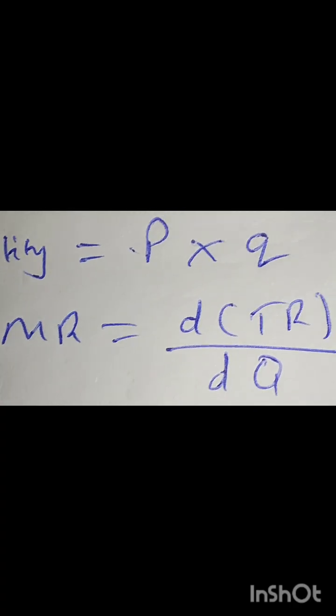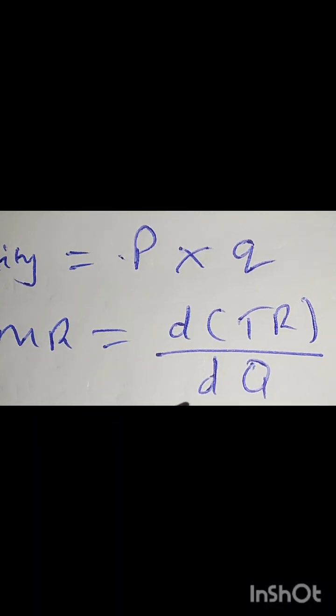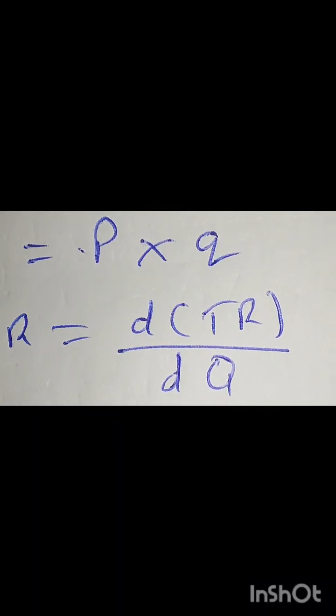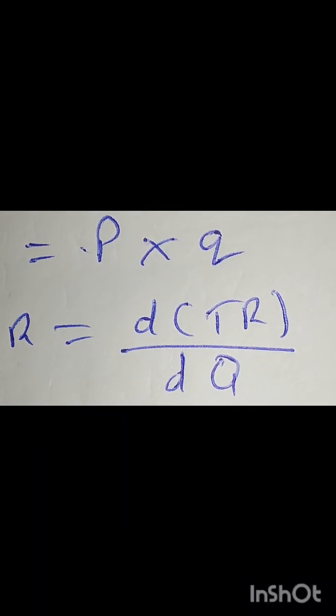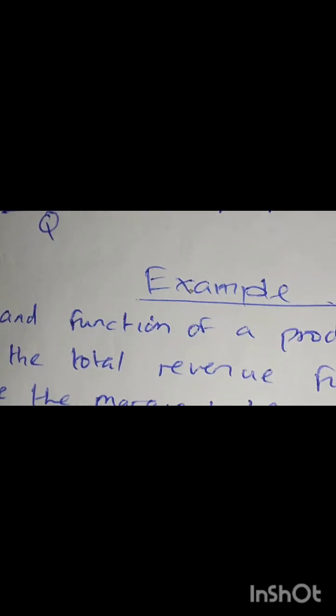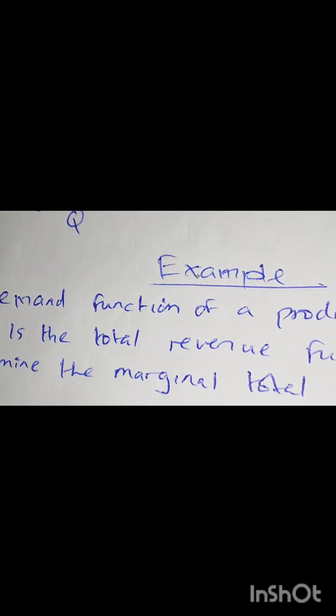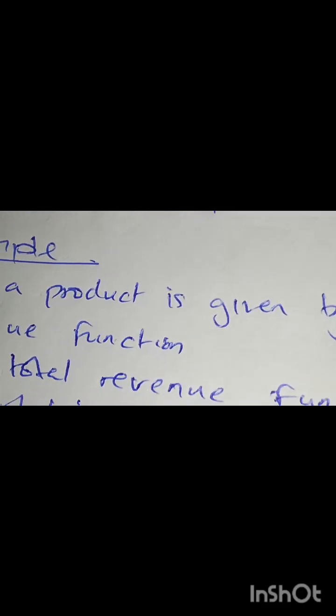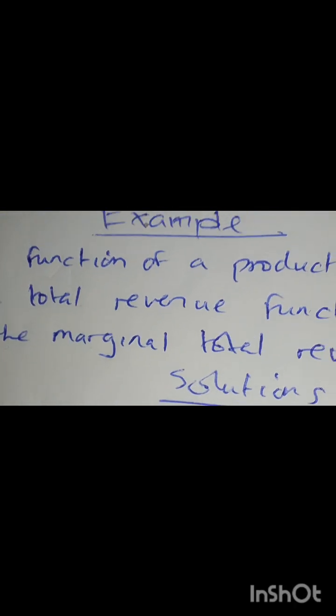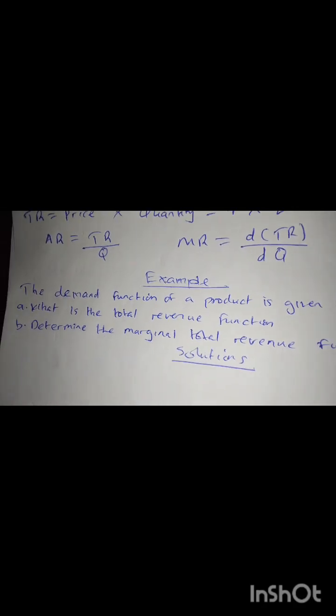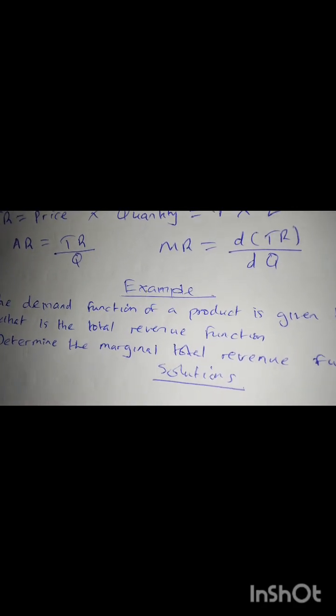So by formula, marginal revenue is equal to the differentiation of total revenue. That's the marginal revenue. So let's look at the example. The demand function of a product is given by P equals negative 200Q plus 500. Then the question is, what is the total revenue function? So let's go to the solutions.